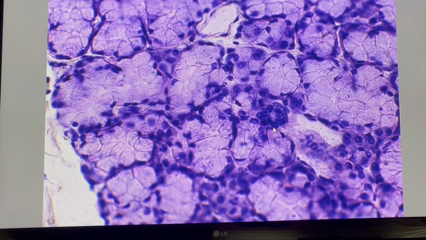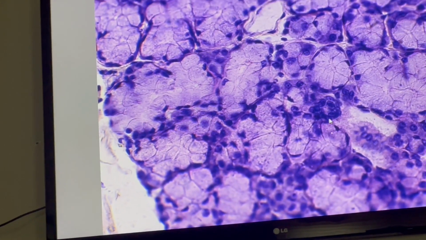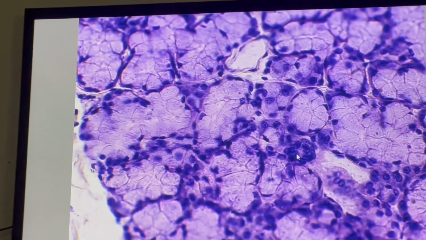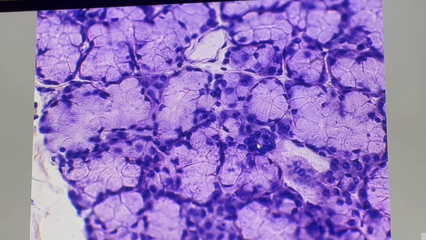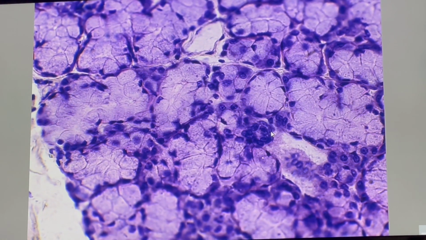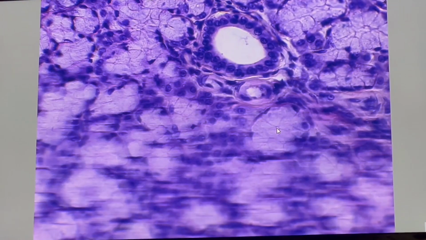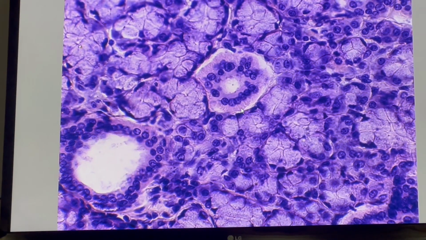At the tip of the pointer, we can see which type of duct? Intercalated duct, lined with simple cuboidal epithelium. This duct is a striated duct. We can see the basal striation.